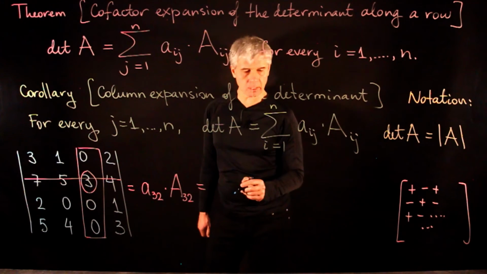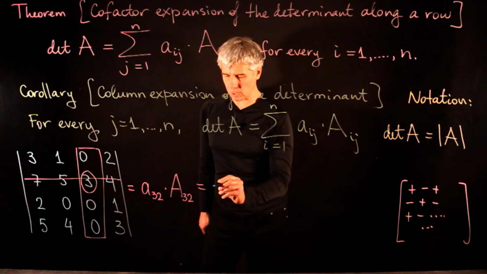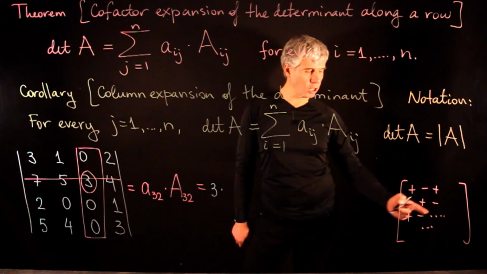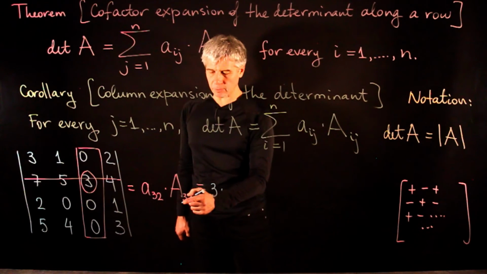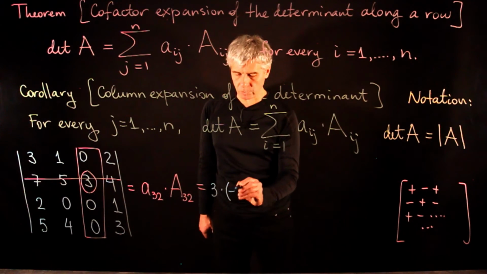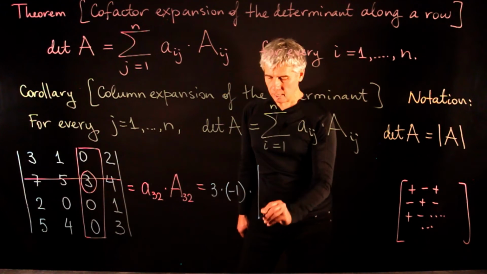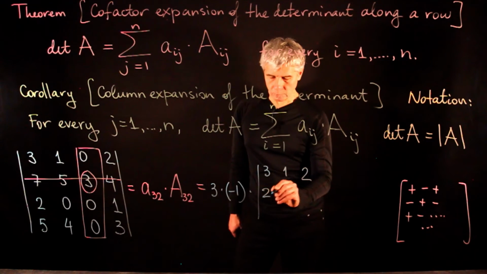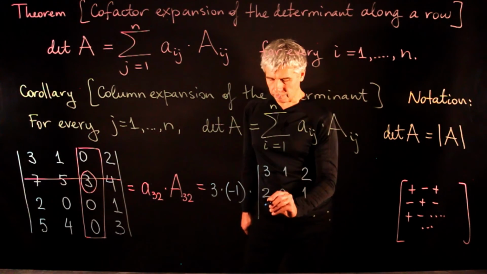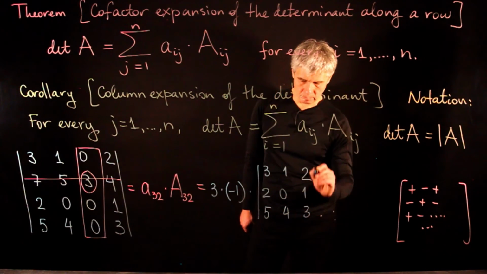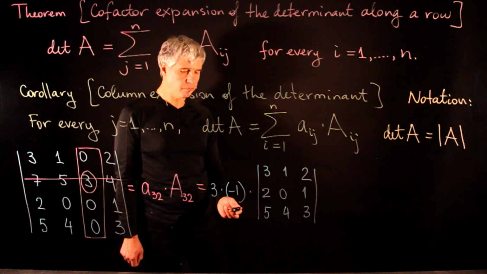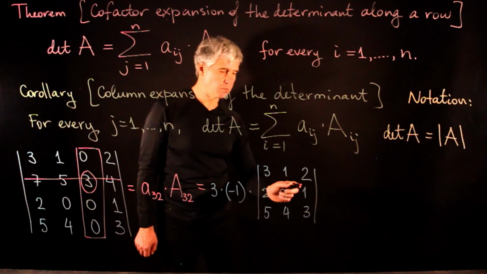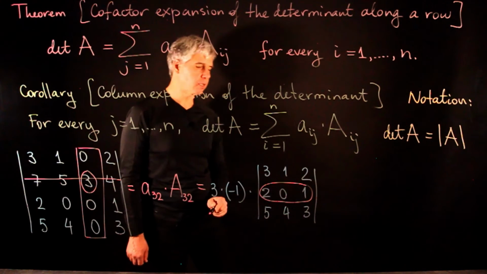So this determinant is equal to the entry a_32, which is 3, times the sign. Using this checkerboard pattern, or simply from the fact that 3 plus 2 is an odd number, we see that the sign here is going to be negative, and we get the following 3x3 determinant: 3, 1, 2, 2, 0, 1, and 5, 4, 3. Now here we could have used the formula, but as practice and taking advantage of the fact that we still have a 0 in this matrix, let us compute the cofactor expansion along the second row.